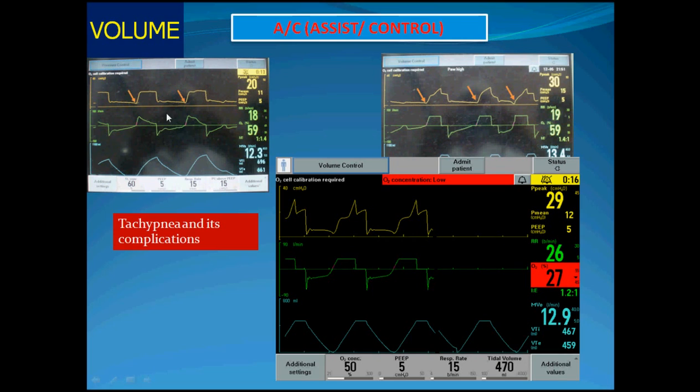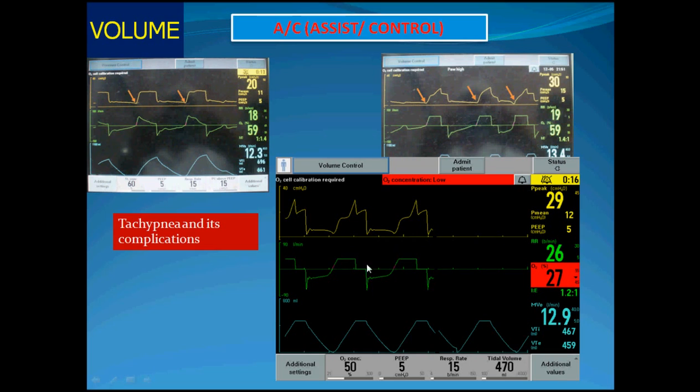This means that there is some sort of dynamic hyperinflation and functional residual capacity will increase. In this case, the intrinsic PEEP will be developed, and this pressure will increase, and the driving pressure will decrease, and accordingly the tidal volume developed will be smaller. So this patient will suffer hypoventilation.